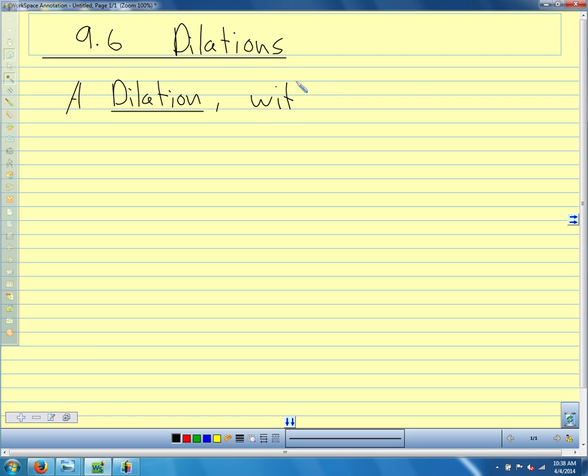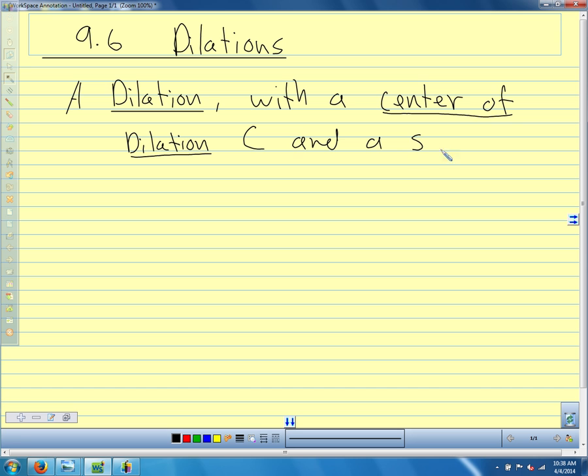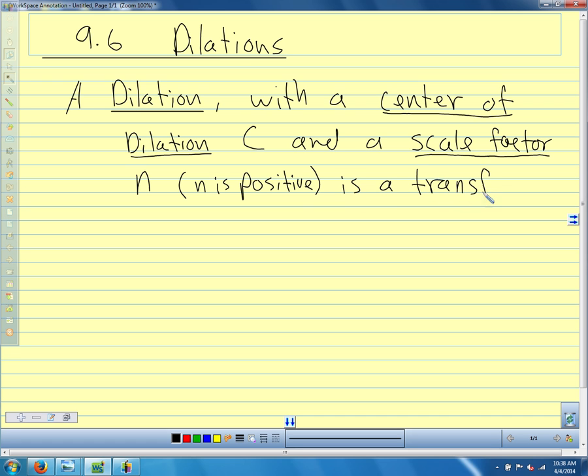So a dilation, and we always have a center of dilation. So they're kind of like rotations. We always have a center. So our center of dilation is going to be a point C, and a scale factor we call n. And we're going to say that n is positive. A dilation is a transformation where certain things happen.